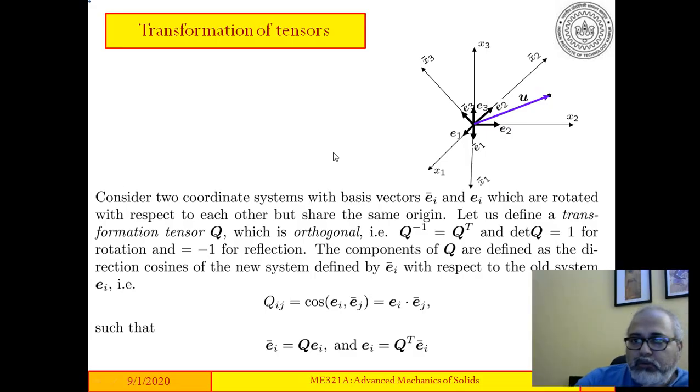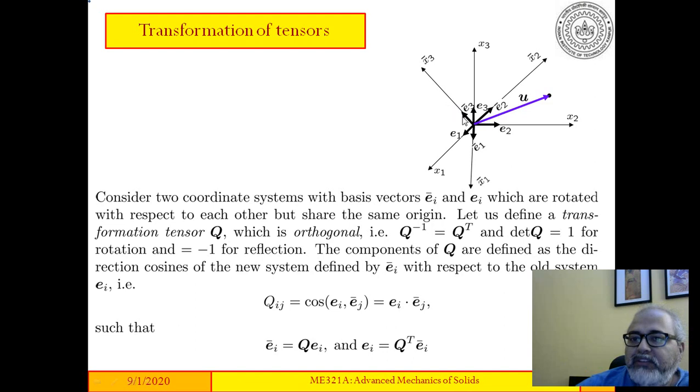Okay, so assume that we have two coordinate systems. One coordinate system we call x1, x2, x3. We call it the old coordinate system. It has basis vectors e1, e2, e3. And we have another coordinate system x1 bar, x2 bar, x3 bar, which we call the new coordinate system, and it has basis vectors e1 bar, e2 bar, and e3 bar.